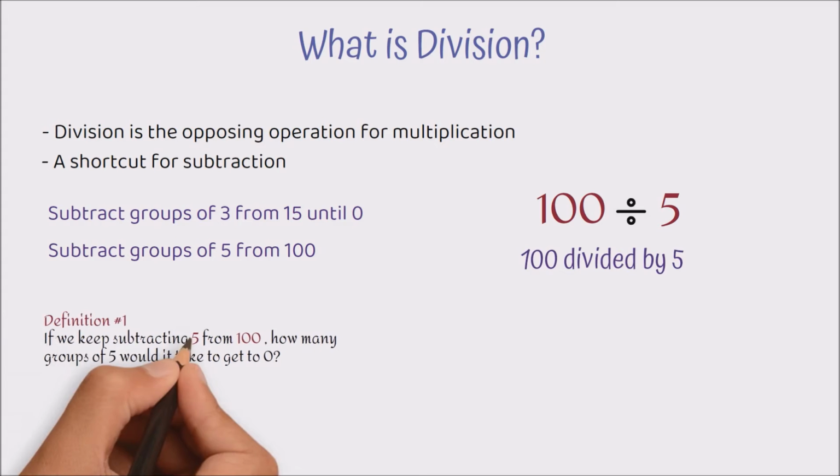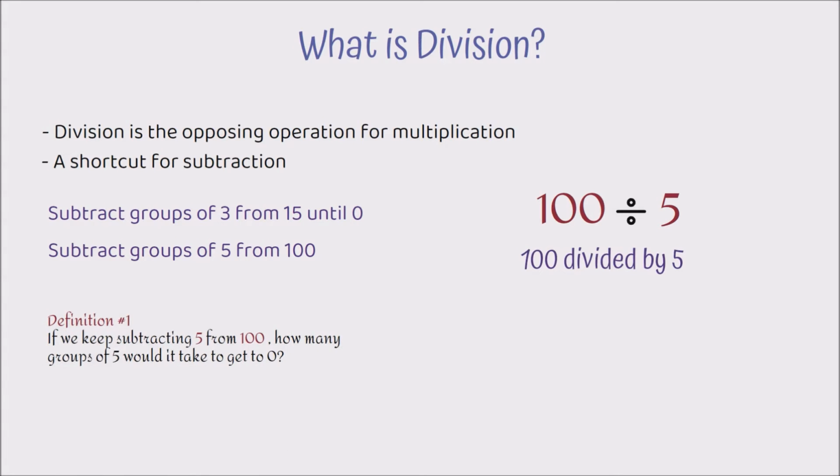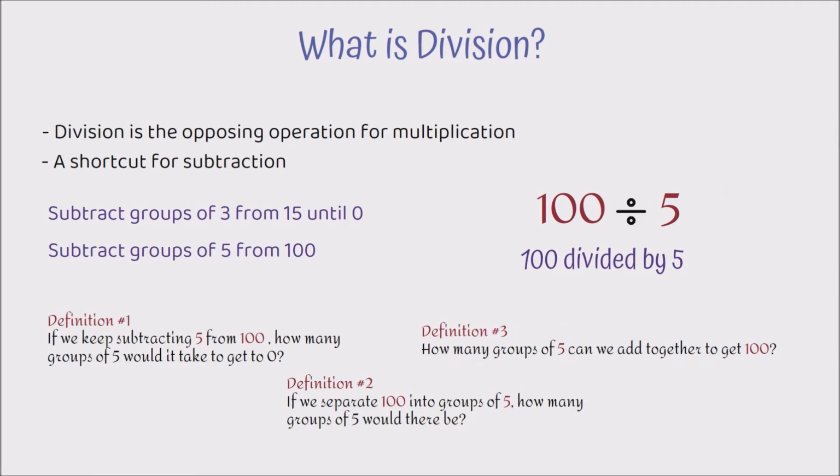Number 1, if we keep subtracting 5 from 100, how many groups of 5 would it take to get to 0? Number 2, if we separate 100 into groups of 5, how many groups of 5 will there be? And number 3, how many groups of 5 make up 100? In other words, how many groups of 5 do we add together to get 100? All of these 3 definitions mean the exact same thing. So whenever you're looking at division, you can use whichever one you're comfortable with.